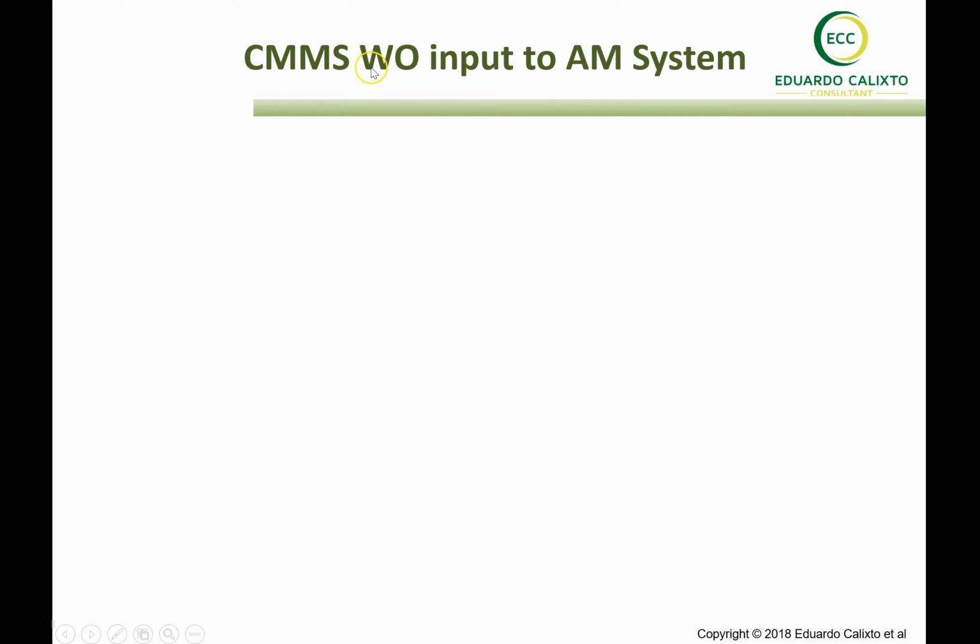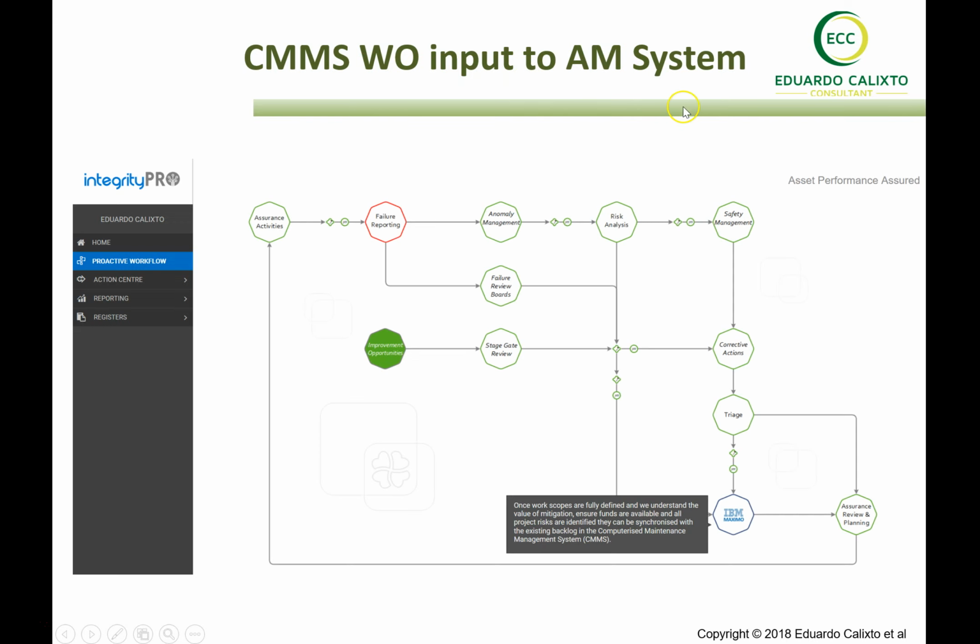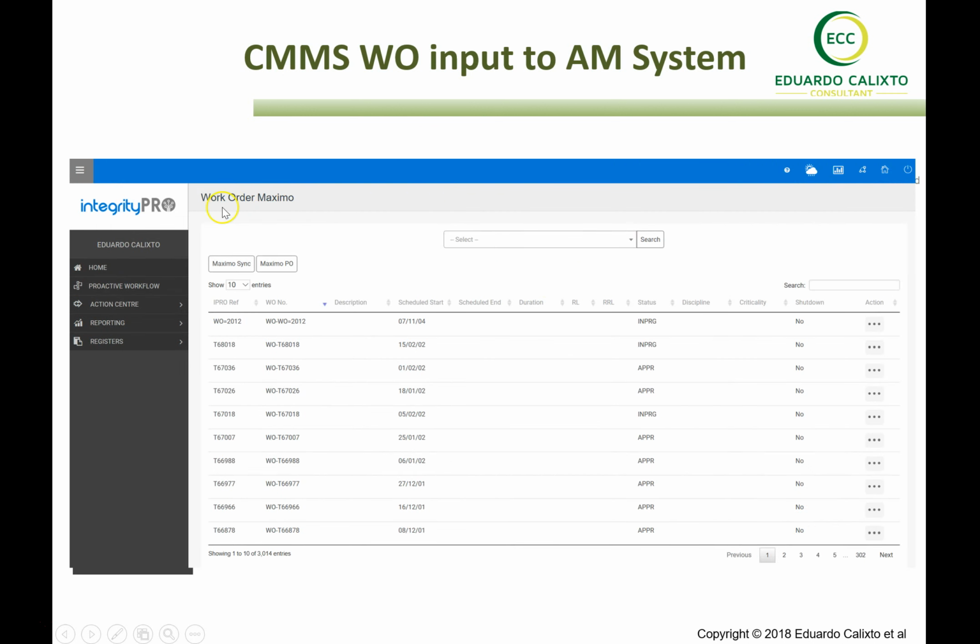Then we have CMMS work orders that are input to the asset management system. So here, as described in our flow, we have an integrated solution, the Integrity Pro. It integrates the input from IBM Maximo directly into our assurance plan. So let's show an example. Here is a work order that comes from Maximo, and that comes out directly in our system. If I click here in the Integrity Pro solution, I can see exactly what each work order is about.